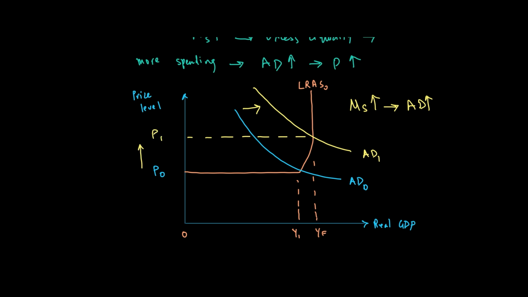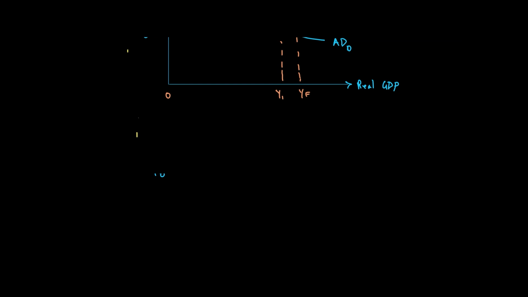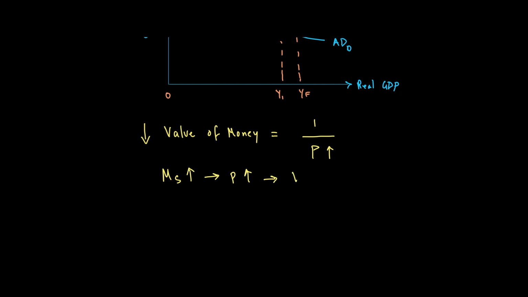This brings us to another thought, which is about the value of money. We can say the value of money, which is also called purchasing power, is inversely related to price levels. So the value of money could be 1 over price level. So if the price level goes up, your purchasing power or your value of money will go down. And now we're saying that the reason why the price level goes up is because of a rise in money supply. So a rise in money supply causes our price level to go up, and therefore our value of money or purchasing power to go down.